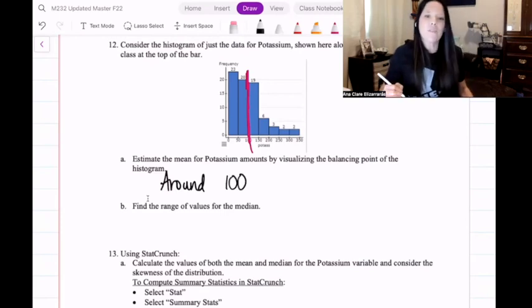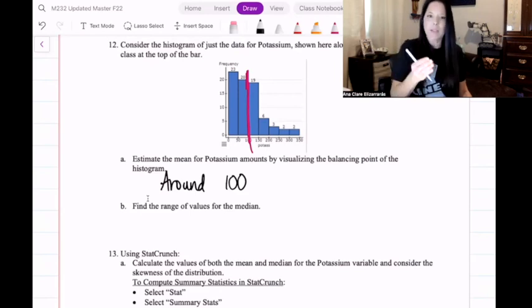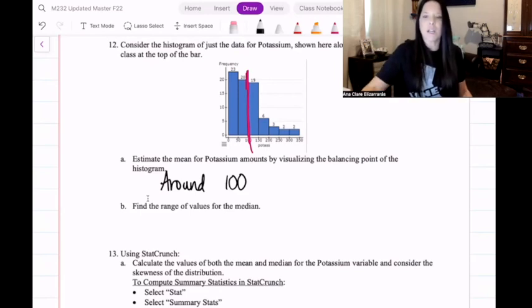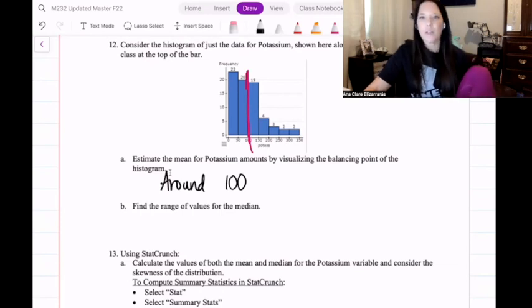The range of values for the median. Remember, we can't get a specific value for the median. Where is the middle point? The middle point is probably going to be to the left of that, between 50 and 100. But we know where the observation lies specifically, so we want to use that (n+1)/2.